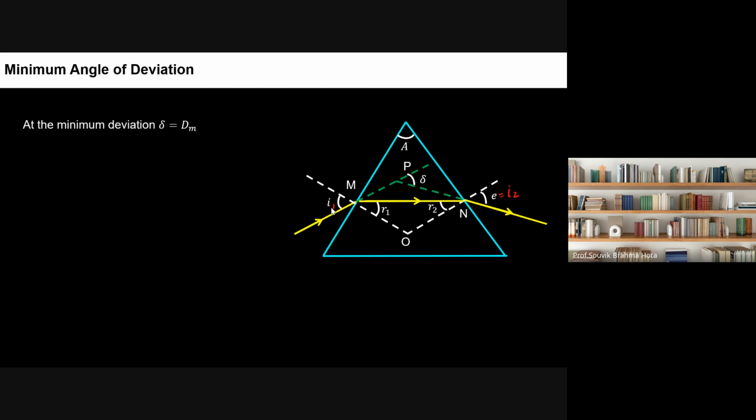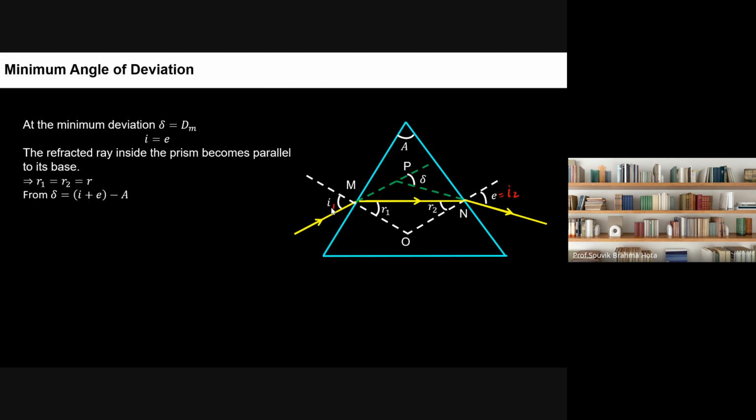So at minimum angle of deviation, delta can be denoted by capital D subscript M. And at that condition, I will be equal to E. And the refracted ray inside the prism becomes parallel to its base. R1 is equal to R2 is equal to R.